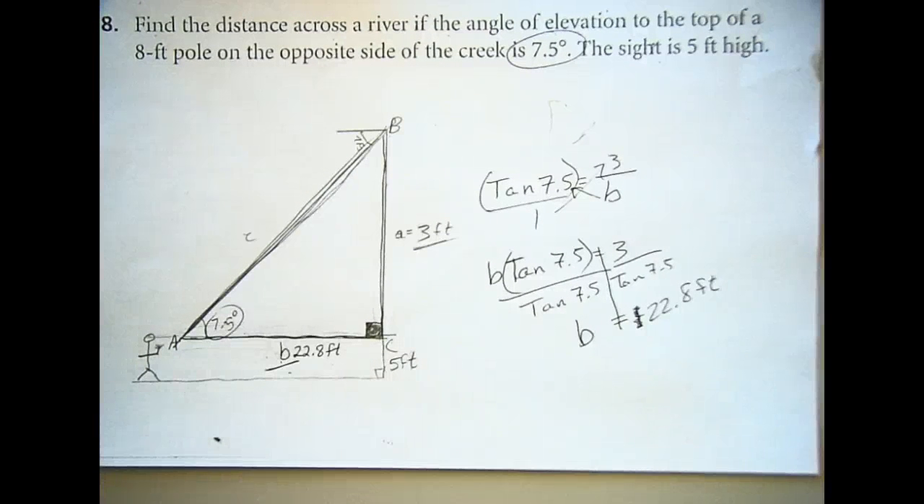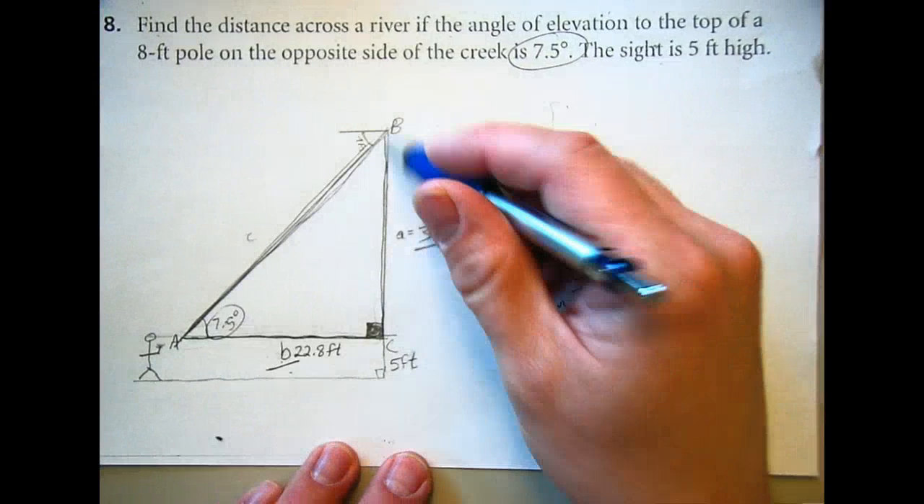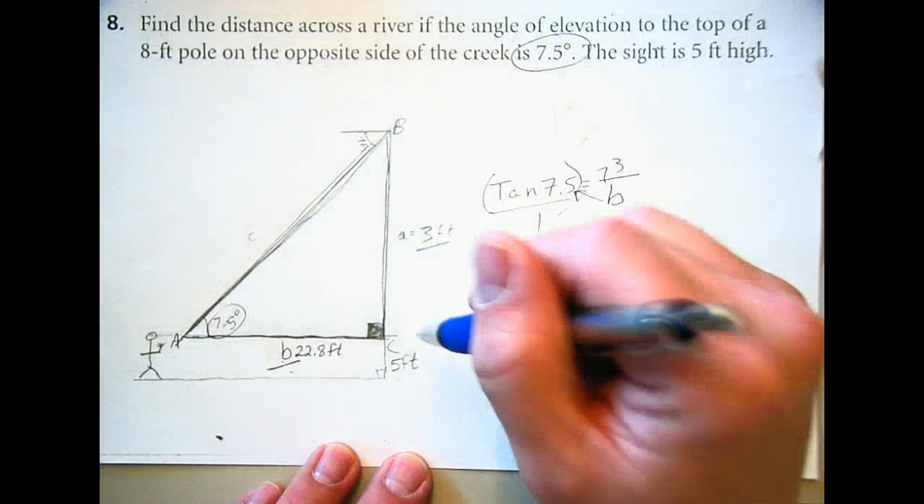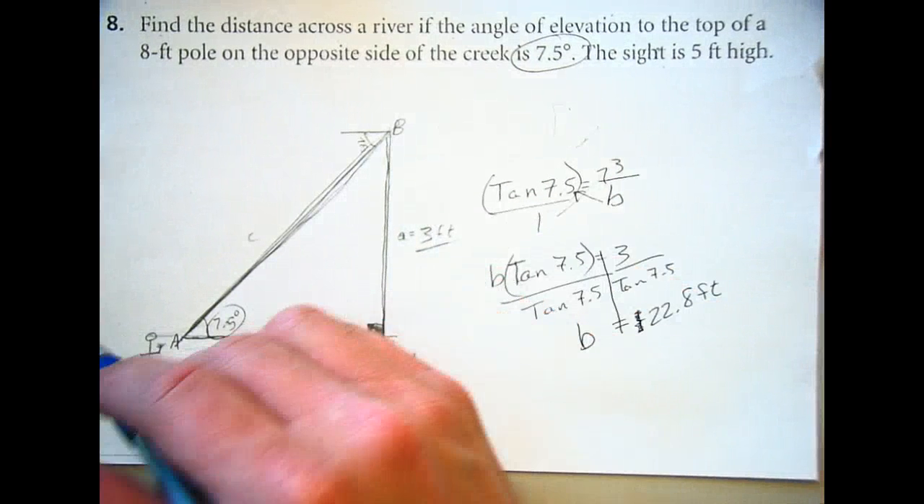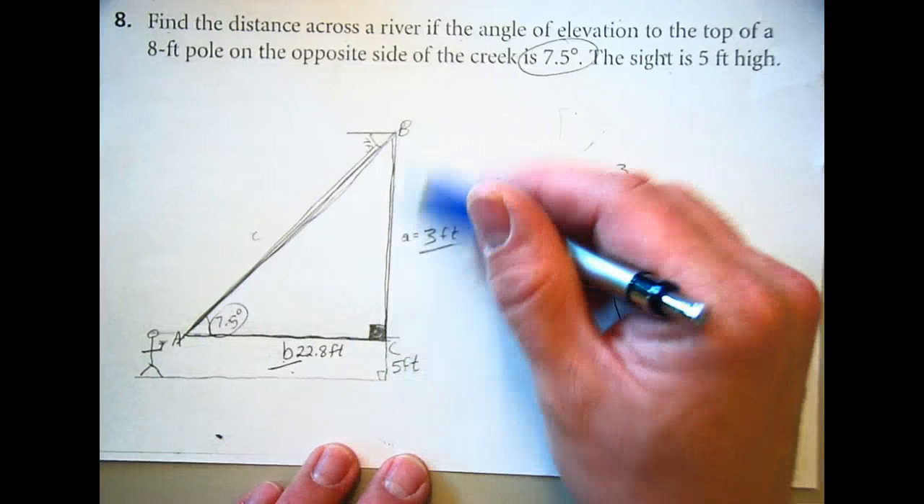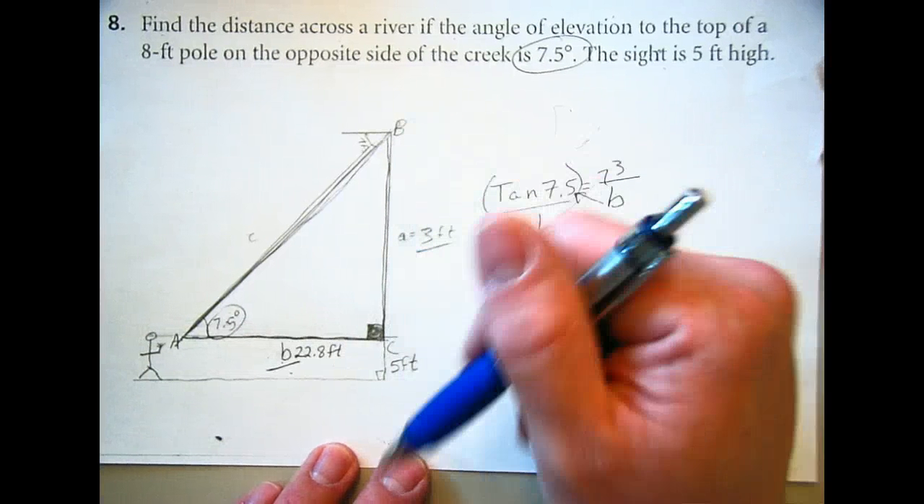Okay, how many had the picture correct? How many were struggling with how to draw the sight piece? Okay, so hopefully we know that now, right? So start by drawing your sight and then maybe draw a more accurate triangle.